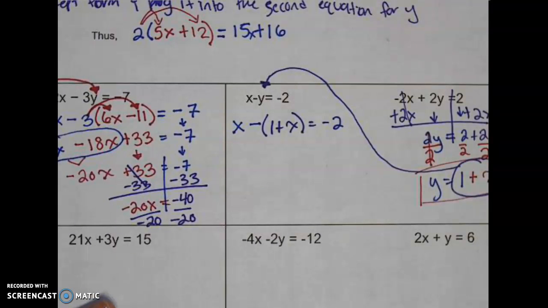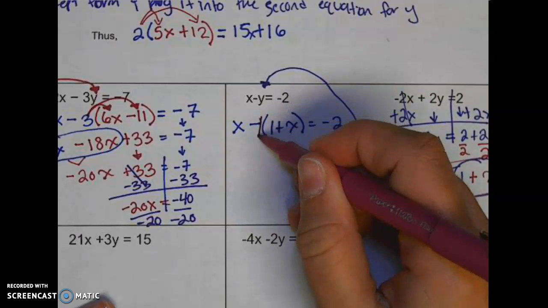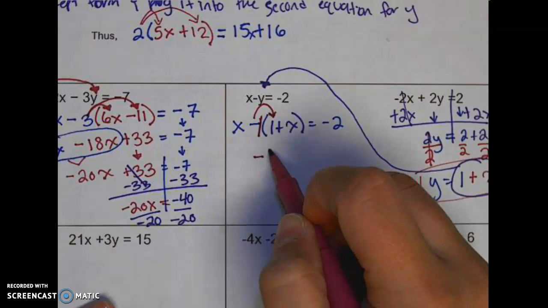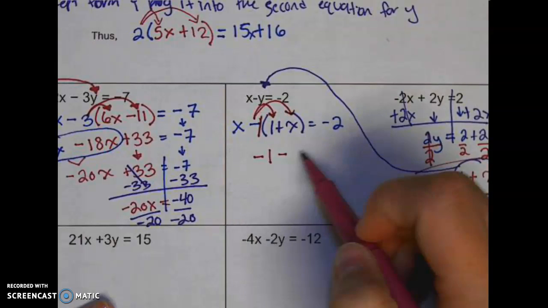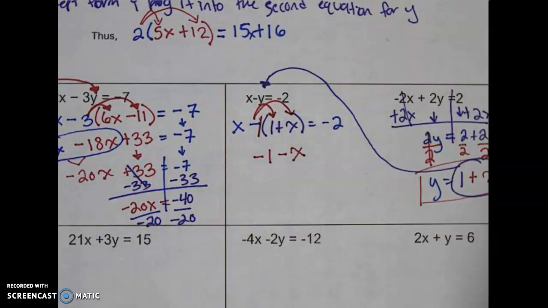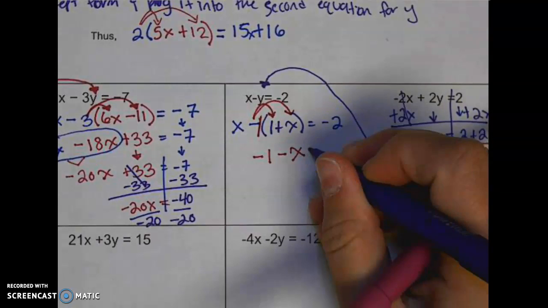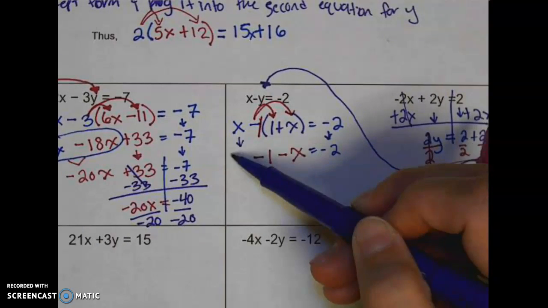Now remember, you have to distribute this negative to each of these. Remember, there's an invisible 1 here. So negative 1 times a positive 1 is going to give me a negative 1. A negative times a positive is a negative. So negative 1 times x is just going to be negative x. And then all the other ones I'm just going to bring straight down. So I'm going to bring down my negative 2, and I'm going to bring down my x.